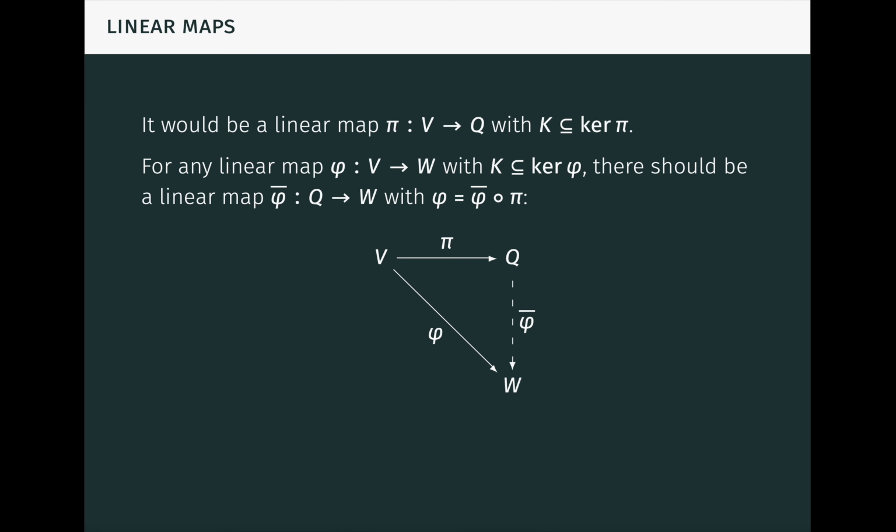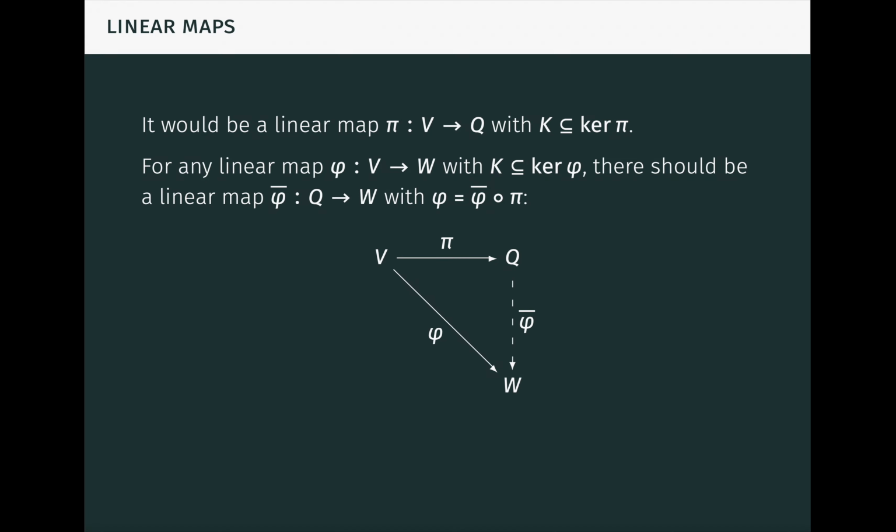Here's what that looks like in a diagram, which is easier to understand. The arrows represent the linear maps, and we can see how they compose visually. The diagram is said to commute because going right and then going down has the same effect as going across diagonally. This captures what it means for phi to be obtained from pi by way of phi bar.